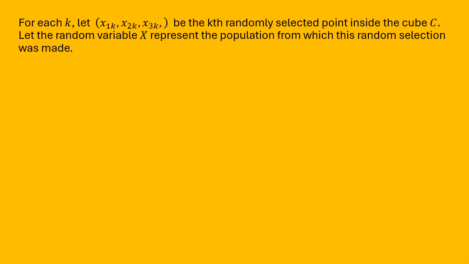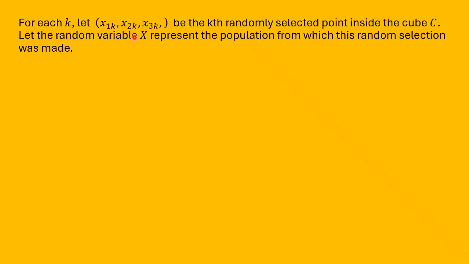So let's do the following. For each k, let x sub 1k, x sub 2k, x sub 3k be a point, the kth randomly selected point, in fact, inside the cube C. So these will be generated using a random number generator in Python.